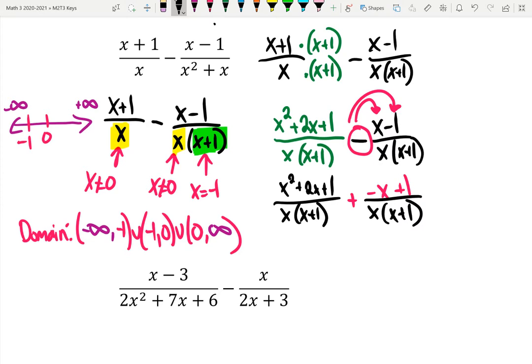X squared, 2x minus x is 1x. 1 and 1 is 2. All over x times x plus 1.